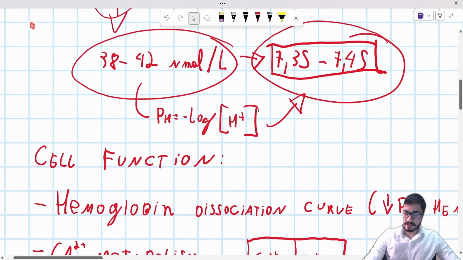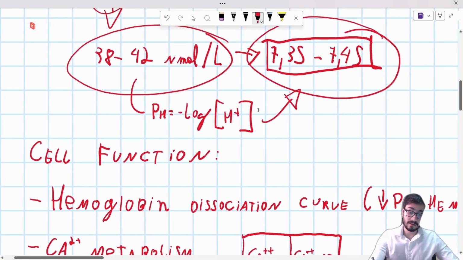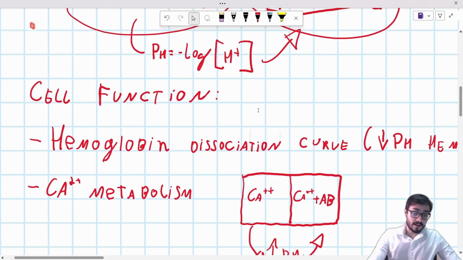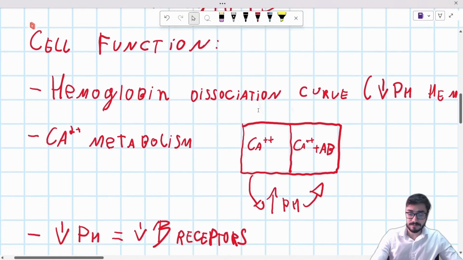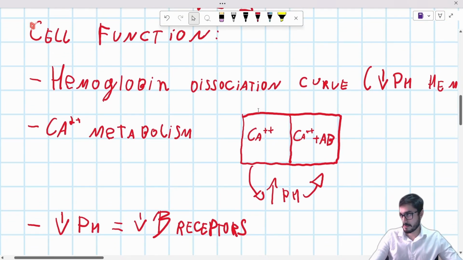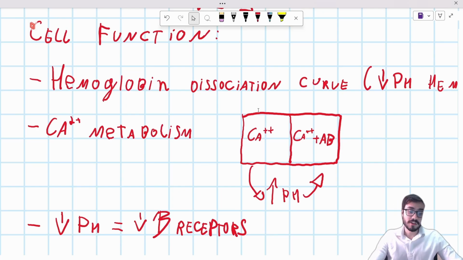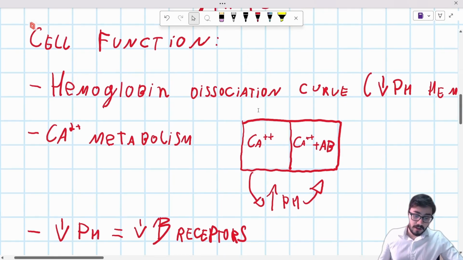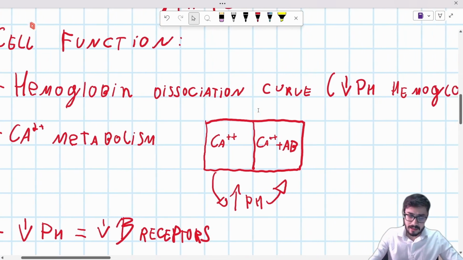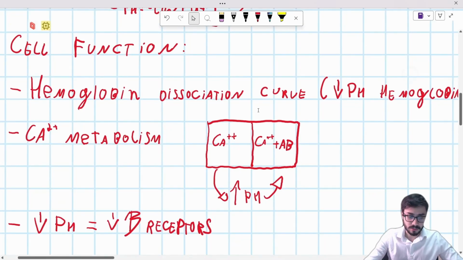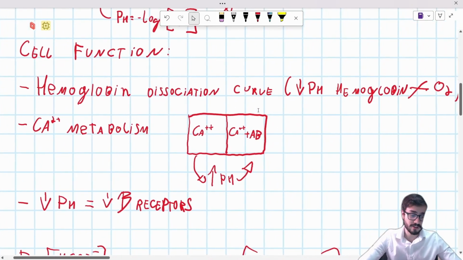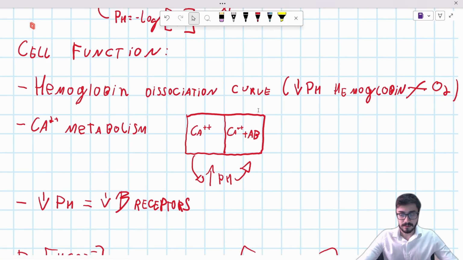So let's start talking about what happens when these numbers start to change. The cell function will start to change. Here I gave a few examples of functions that will actually change when there's a high pH or a low pH.